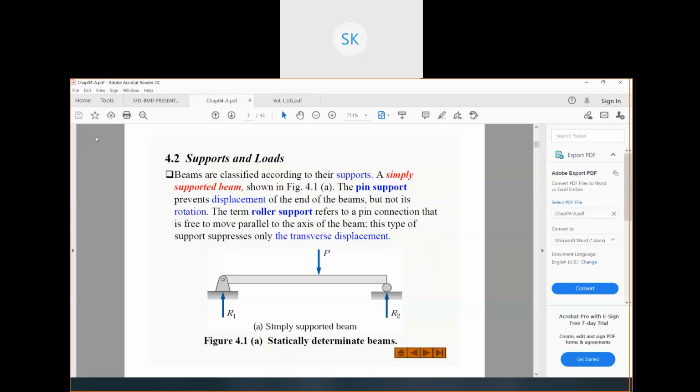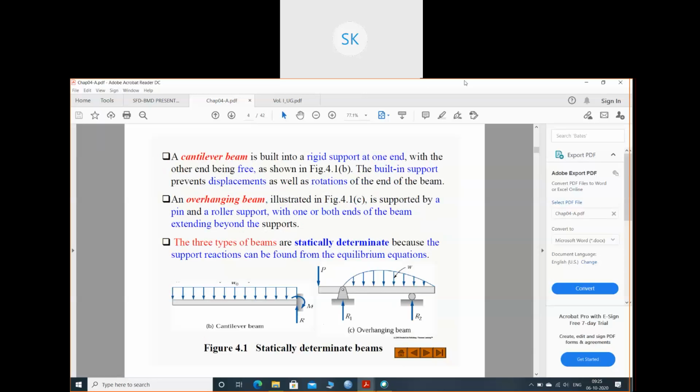Next, we have the cantilever beam. A cantilever beam is built into a rigid support at one end, with the other end being free, as shown in figure B. The built-in support prevents displacement as well as rotation at the end of the beam. So this is the cantilever beam. This part is fixed.